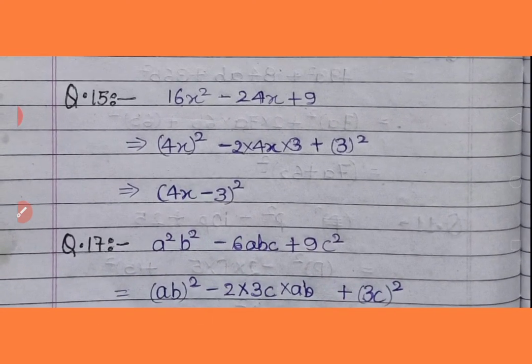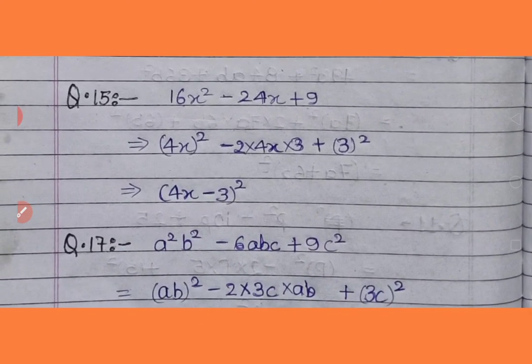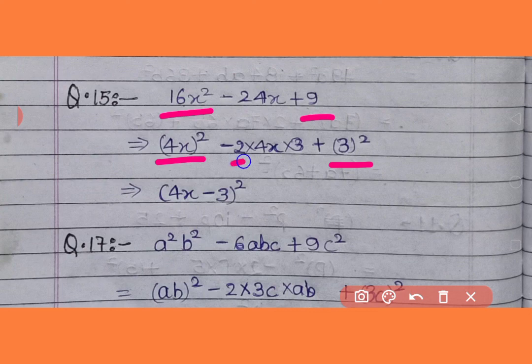15x, same question: 16x square minus 24x plus 9. Same question. 16x square can be changed into the form of 4x square, 9 can be changed into the form of 3 square, and we will write it in the form of 2ab. Whenever we change into a square, then we will change into 2ab. So 2ab: 2 multiplied with a value given 4x and b value given 3.